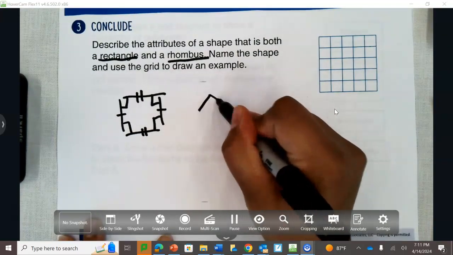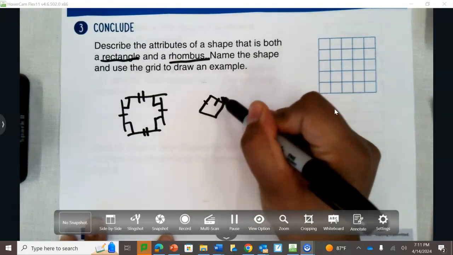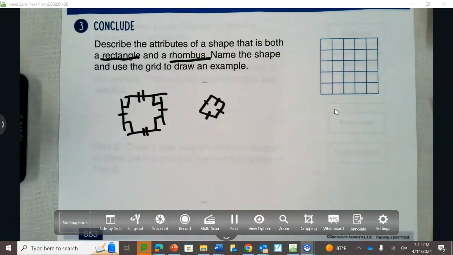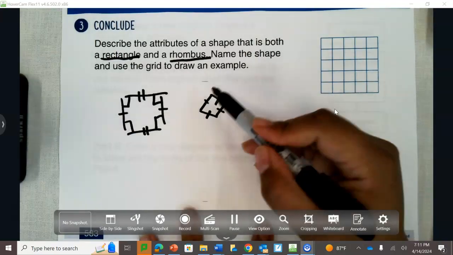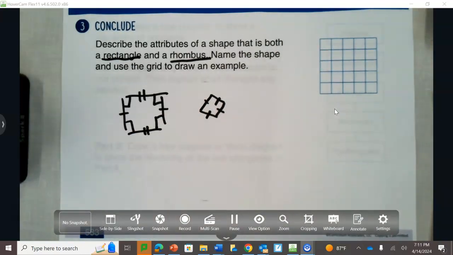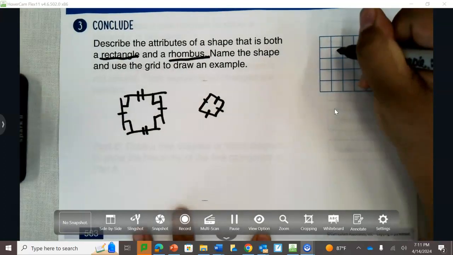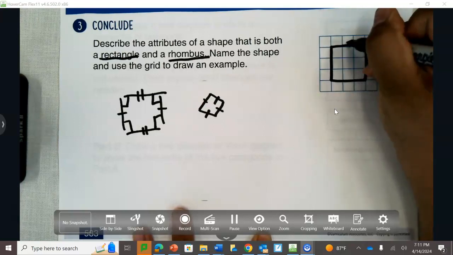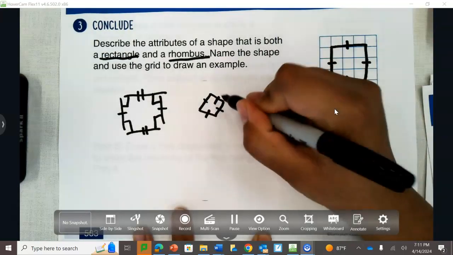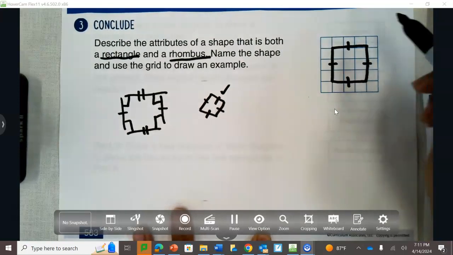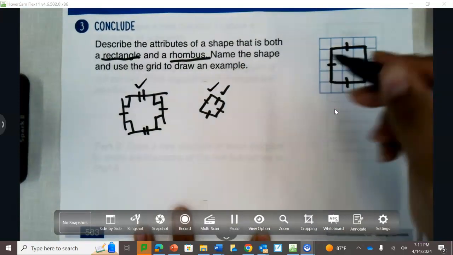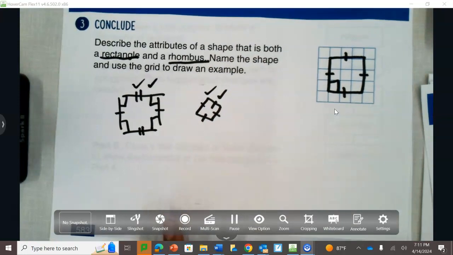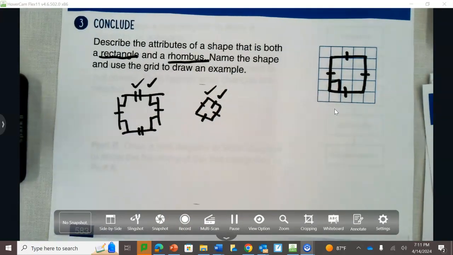Now a rhombus must have 4 equal sides. So a shape that I know has 4 equal sides, right angles, and parallel sides, just like my rhombus and my rectangle, the only shape that should come to mind is a square, because squares have equal sides like my rhombus. Squares have parallel sides like my rhombus and my rectangle. And squares have right angles just like my rectangle. So therefore, the shape you should have drawn was a square.